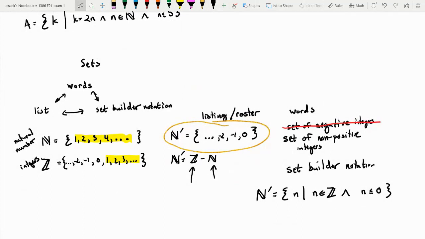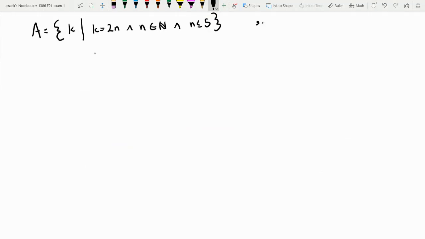So let's do another example. This time I'll start with a set builder notation. So we have a set A, and it consists of elements called K, such that K is 2 times n, where n is a natural number, and n is at most 5. So this is the set builder notation. Would we be able to then list all the elements here? It's a finite set, so.